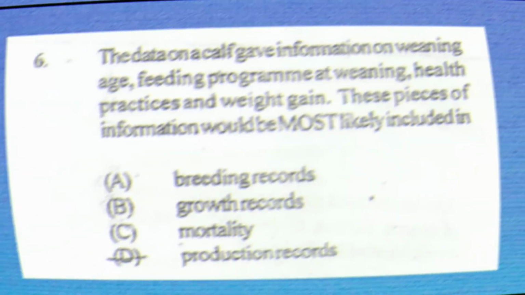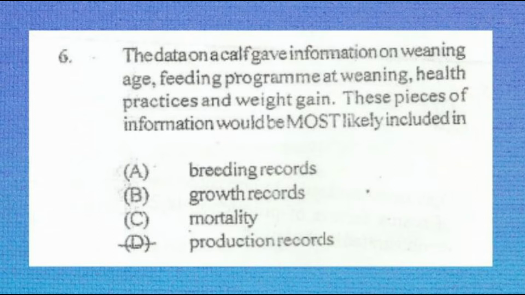Okay, number 6. The data on a calf gave information on weaning age, feeding program at weaning, health practices, and weight gain. These pieces of information would be most likely included in A, breeding records, B, root records, C, mortality, D, production records. Now the best answer is D, production records. So the answer is D. So the production record, of course, gives you information on the input and output of a business.